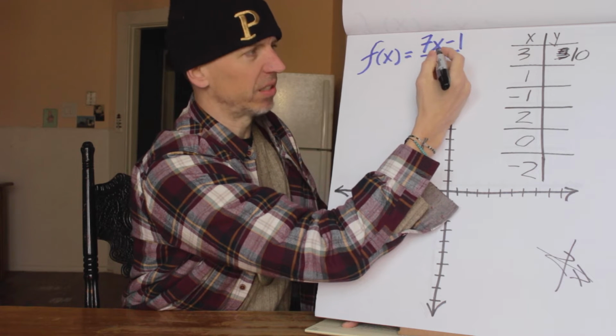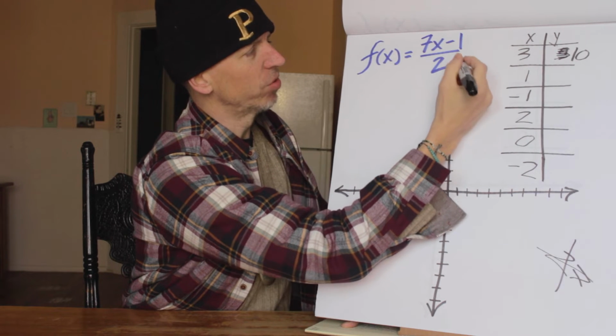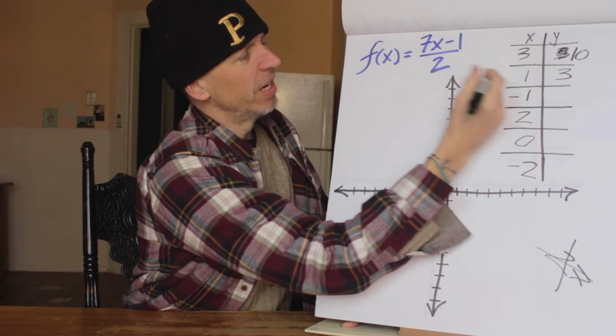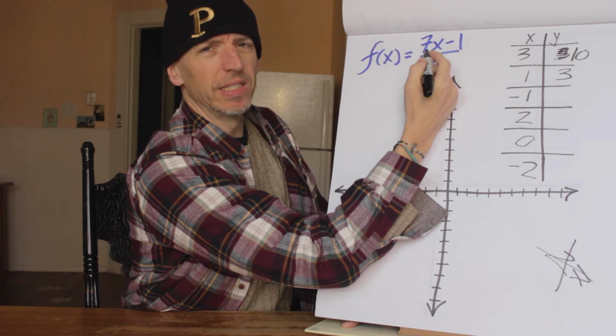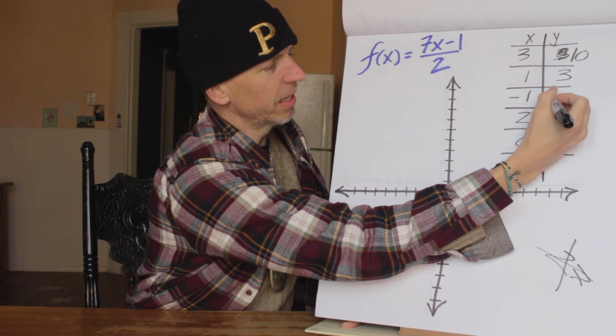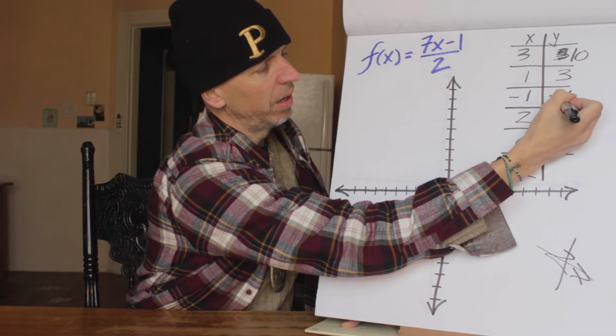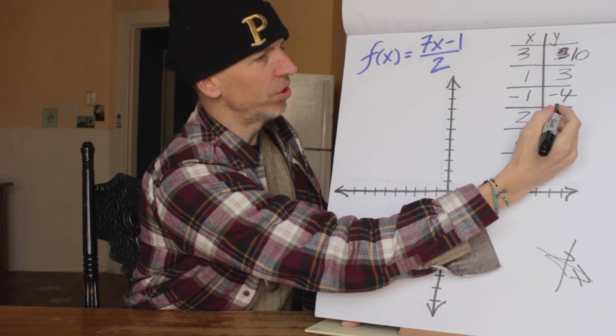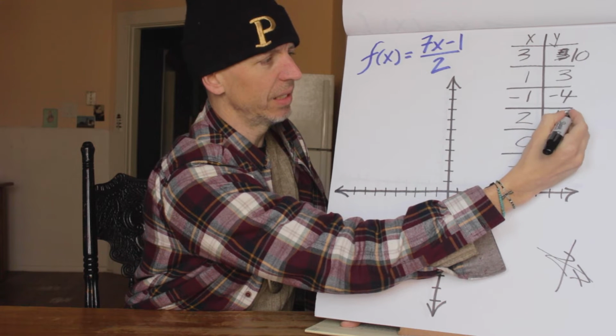1 in place of the x. Times 7 is 7. Minus 1 is 6. Divided by 2. This time I know it's 3. Negative 1 times 7 is negative 7. Minus 1 is negative 8. Divided by 2. I believe that's a negative 4. 2 times 7 is 14. Minus 1 is 13. Divided by 2. I guess that's 13 over 2.